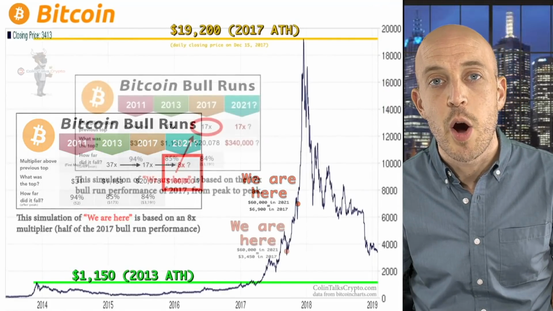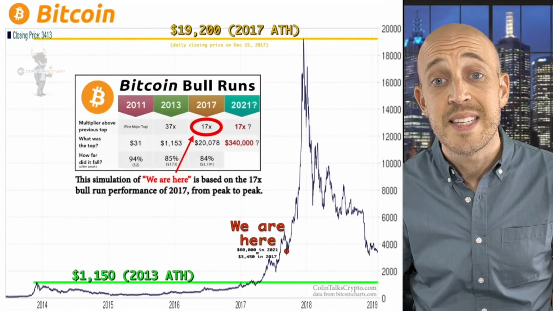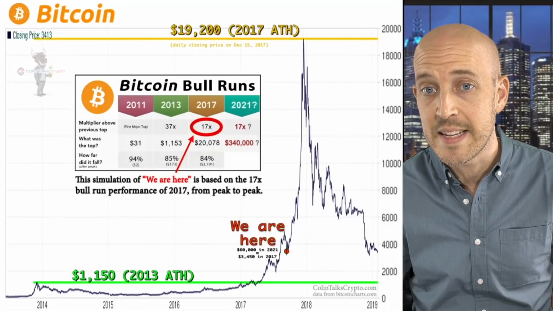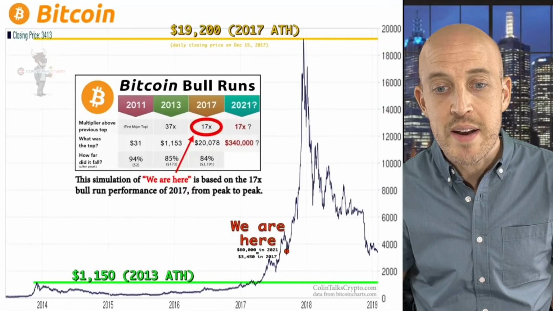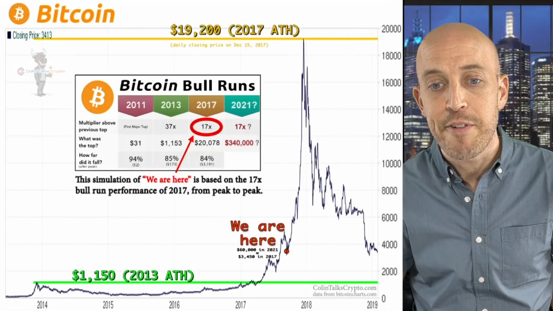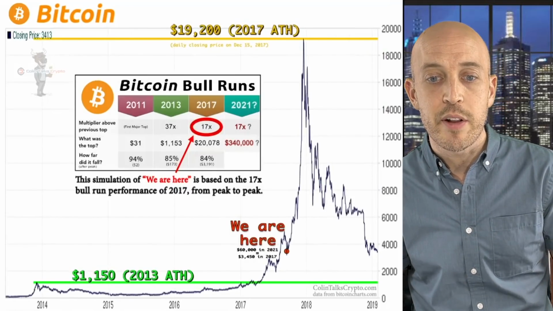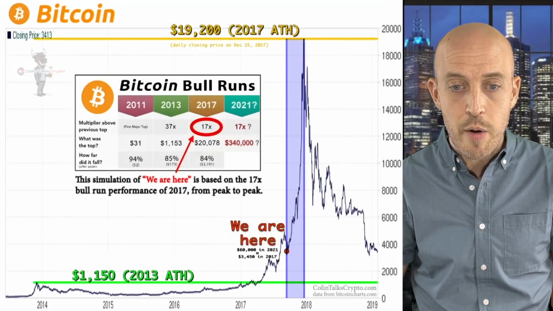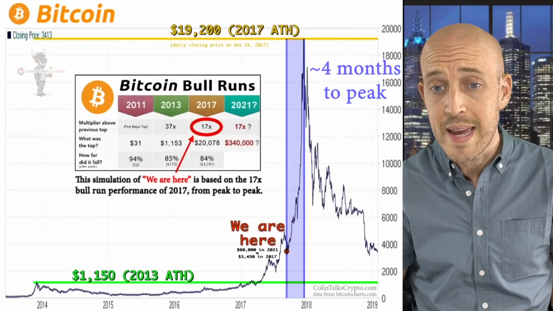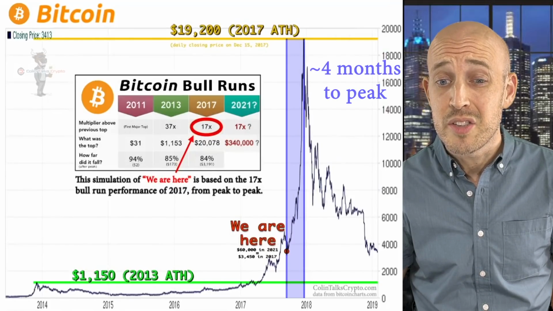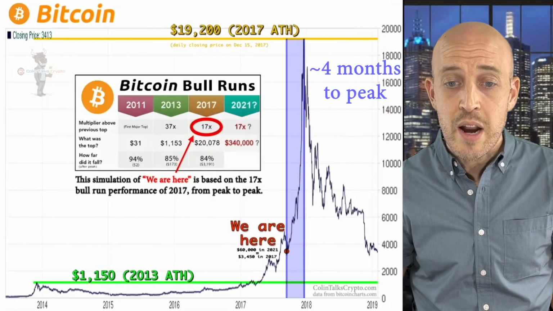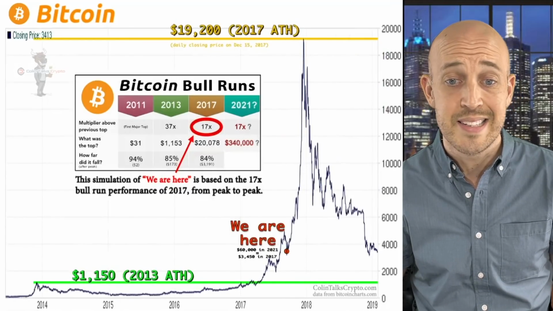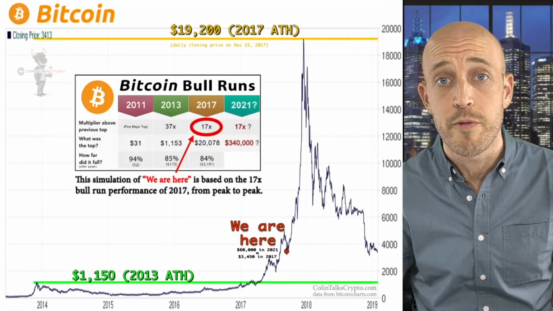So let's flip back over to the previous animation. This is the 17x multiplier model with a $340,000 price peak anticipation. And you'll notice that the red dot we are here is half as high. And so it does look like we have a little further to go with this particular model. On this model, it looks like we have about 4 months to go until we peak out. Again, extremely soon, sooner than I would expect. And again, notice how vertical it goes. There's a little bit more distance, but it's still pretty much vertical from this point forward.